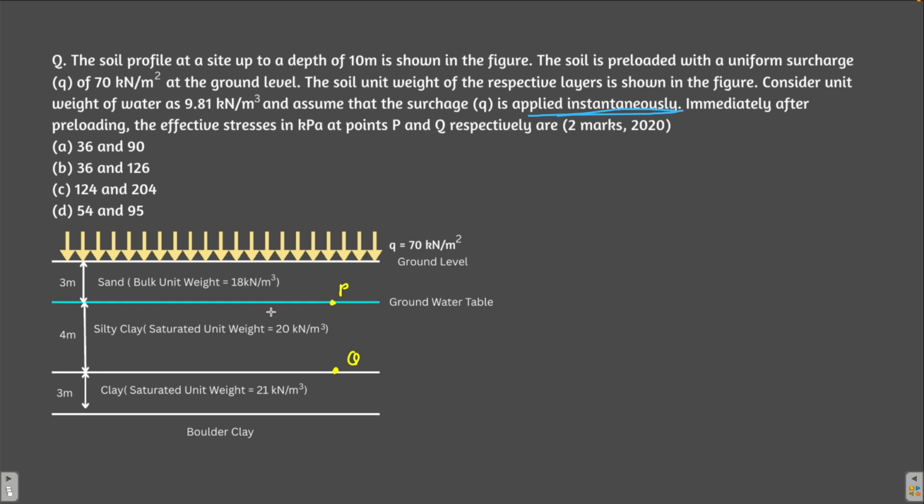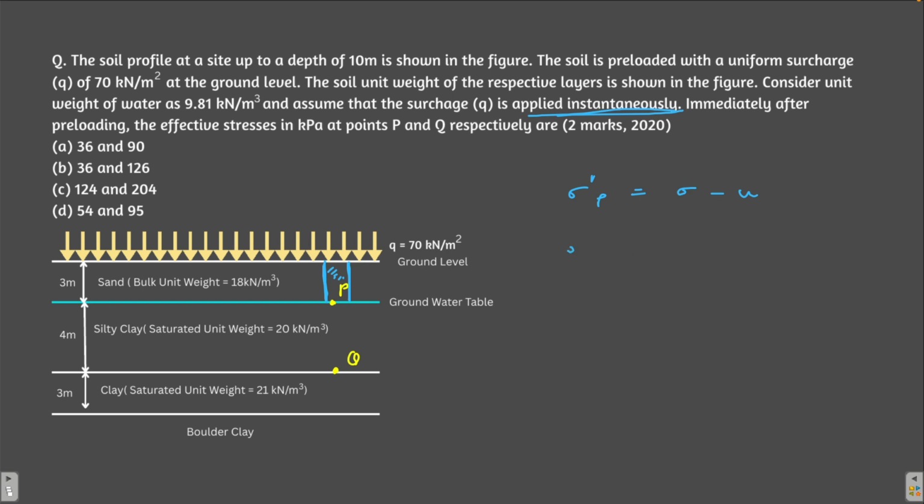So effective stress at point P. Okay, let's calculate the effective stress at point P. So effective stress at point P will be total stress minus the pore water pressure. Okay, and you see here the groundwater table is below point P. It starts after point P. Okay, so there is no pore water pressure due to the water, because there is no groundwater table at point P, right? So all the stresses will be due to the weight of the soil only, and in this column there is no water. No water means no groundwater.